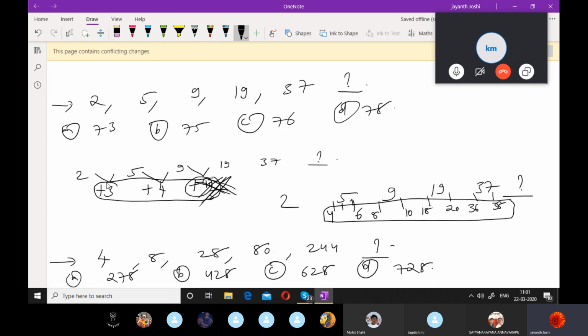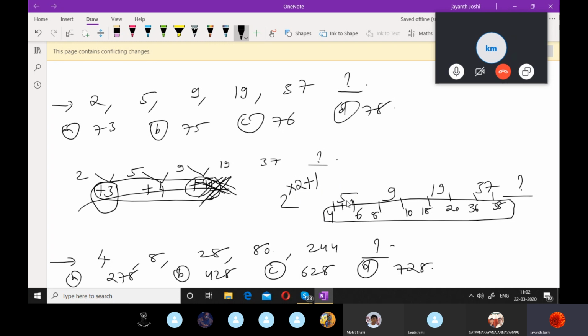Either I can add 3 to 2 to get 5, but this I already worked out. It is not getting me the answer. So another way is 2 into 2 plus 1. So 2 2s are 4. 4 plus 1, 5. I got the answer? Yes. And what made me to do this into 2?